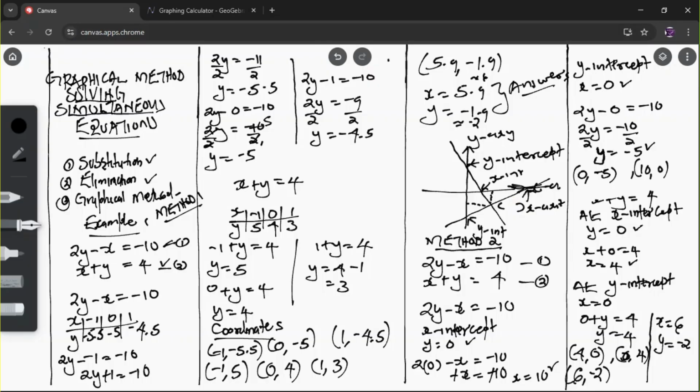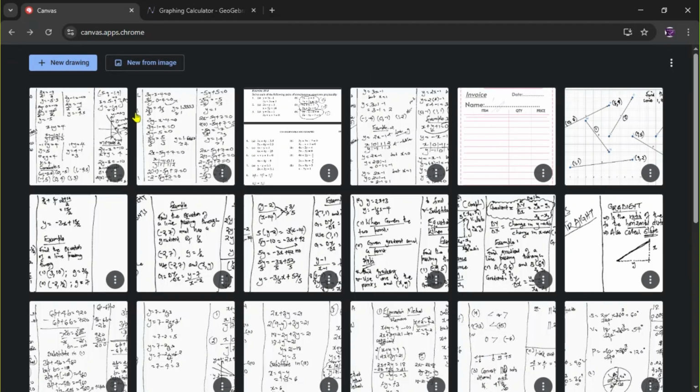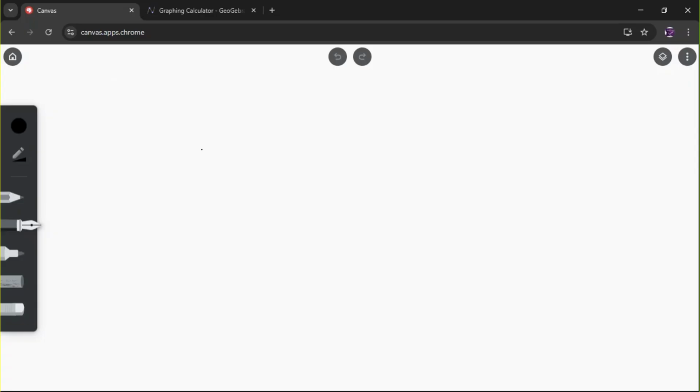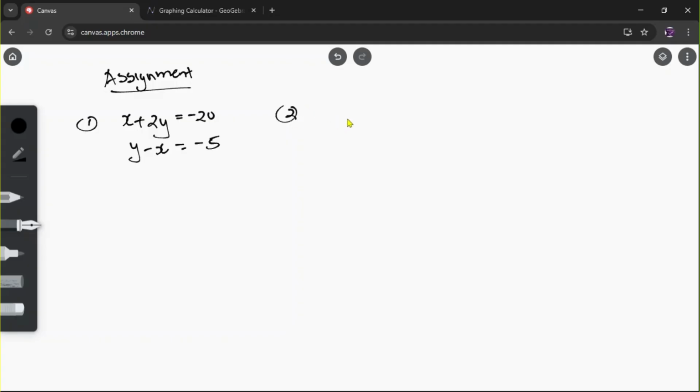Right? So I will leave 2 examples. You try to solve using the 2 methods. So I can give as part of just assignment. I will leave one. You solve this one. X plus 2y is equal to minus 20, and y minus x is equal to minus 5. Actually, this one is enough. But if you have time, you can also attempt this one.